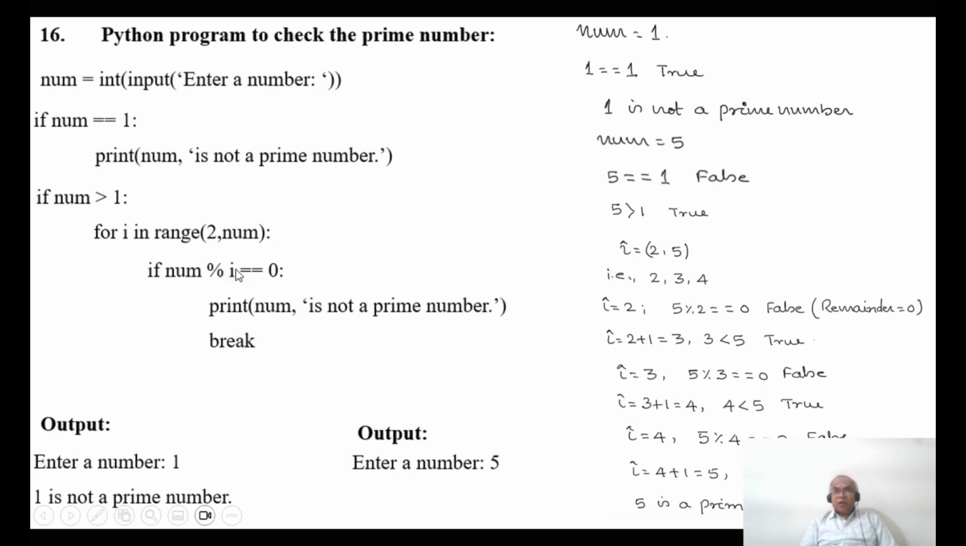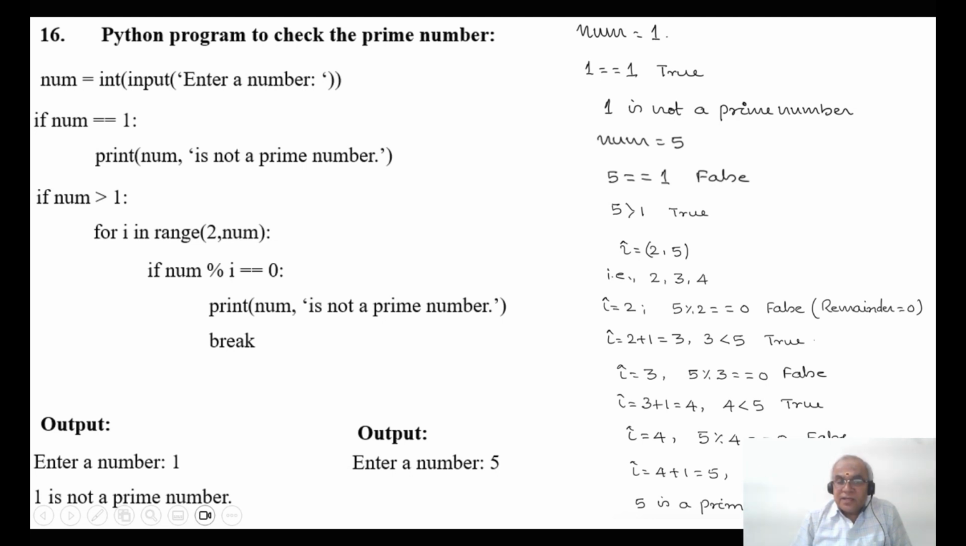Num percent I means what? Num is 5, percent 4, the remainder is 1. So it is not equal to 0. The remainder becomes 1 in this case. So again it becomes false because the remainder should be 0. Since the remainder is not equal to 0, again it goes back and takes the increment. I is equal to 4 plus 1 is equal to 5.